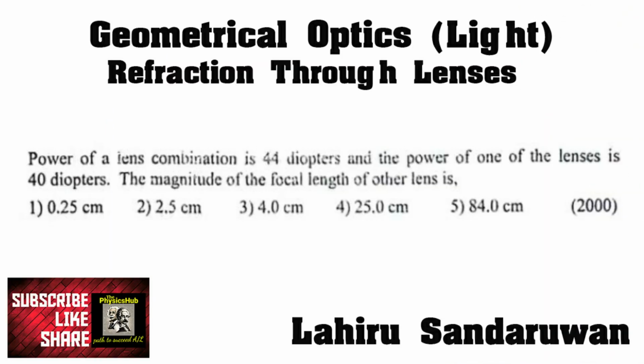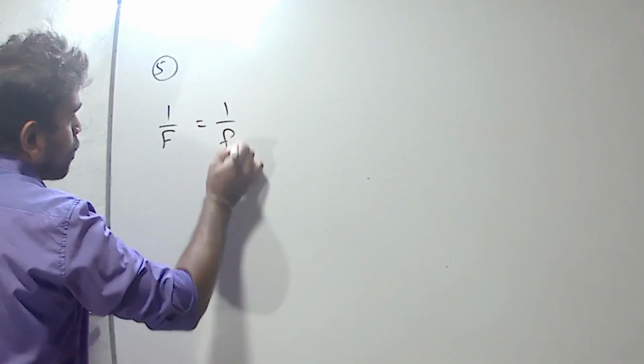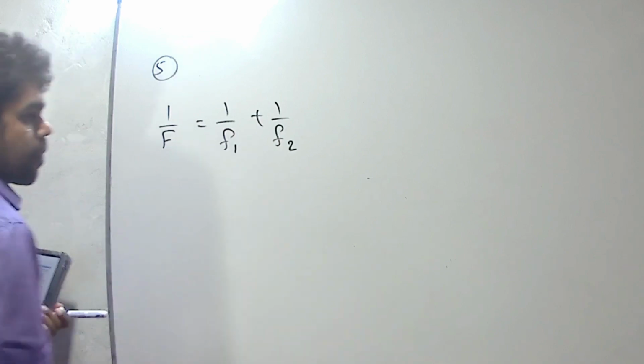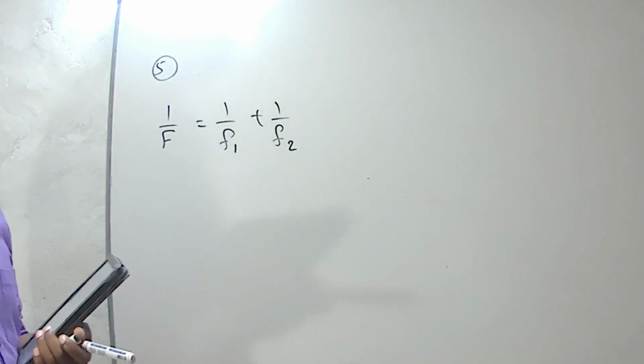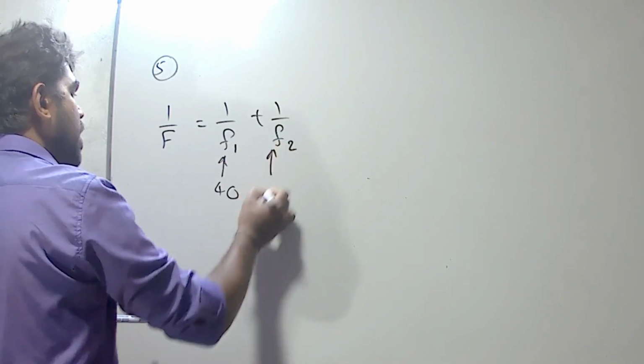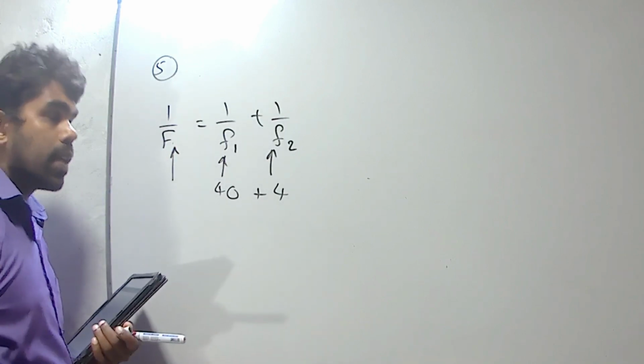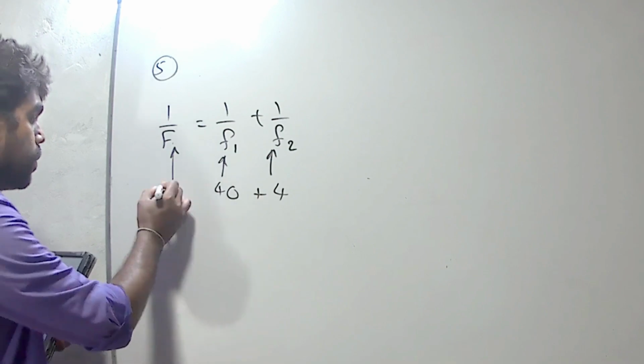The power of a lens combination is 44 diopters. The power of one of the lenses is 40 diopters. Find the magnitude of the focal length of the other lens. We know that according to the lens combination equation, 1 over f equals 1 over f1 plus 1 over f2. 1 over f means power. The power of this lens is 40. Then the power of the other lens should be 4 to get the power of the combination as 44.